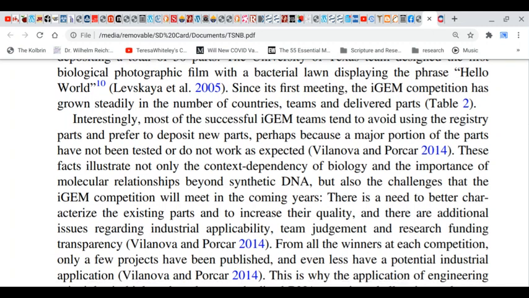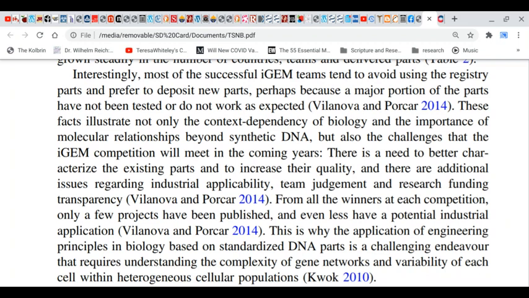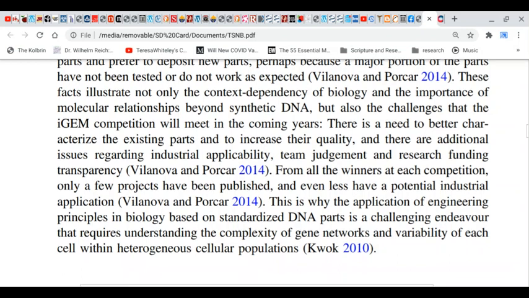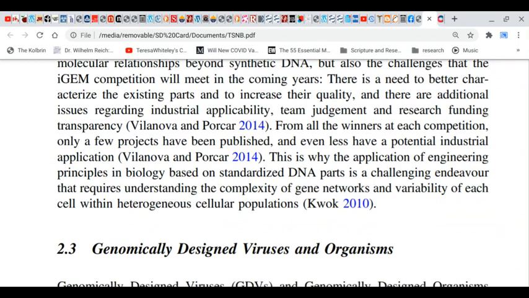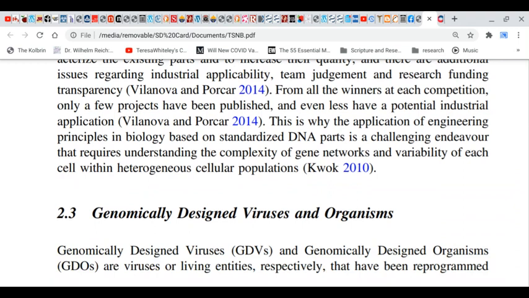There's a need to better characterize the existing parts and to increase their quality, and there are additional issues regarding industrial applicability, team judgment, and research funding transparency. From all the winners at each competition, only a few projects have been published, and even less have a potential industrial application. This is why the application of engineering principles in biology based on standardized DNA parts is a challenging endeavor that requires understanding the complexity of gene networks and the variability of each cell with heterogeneous cellular populations.